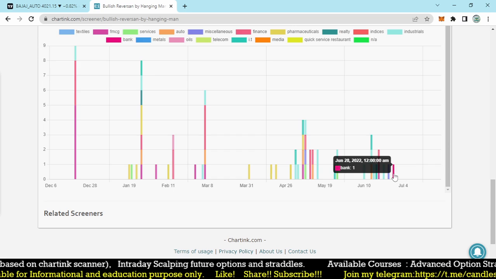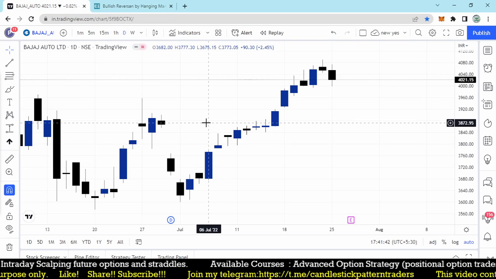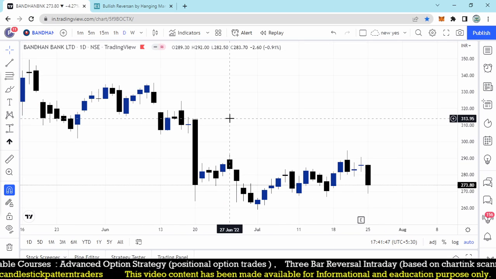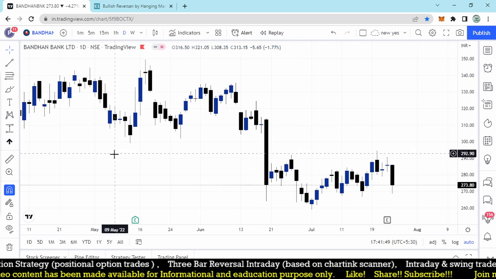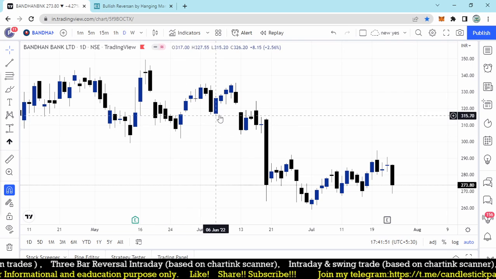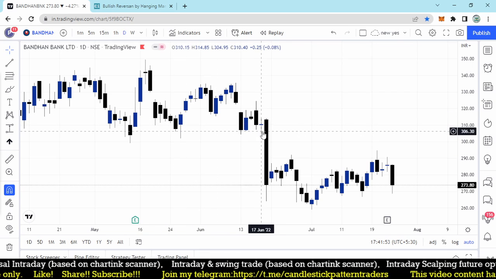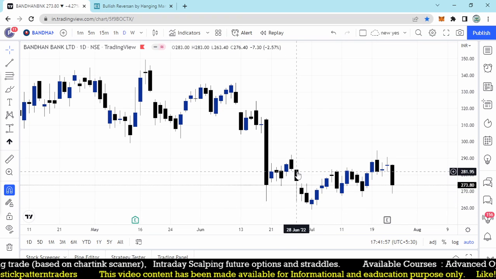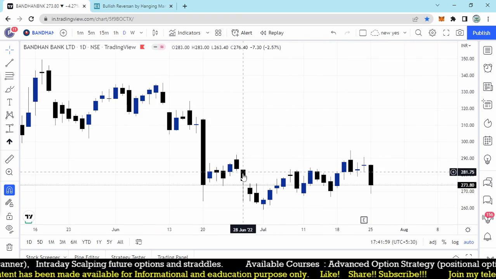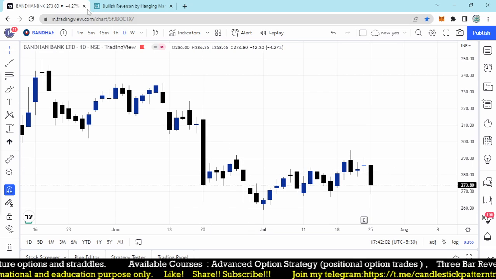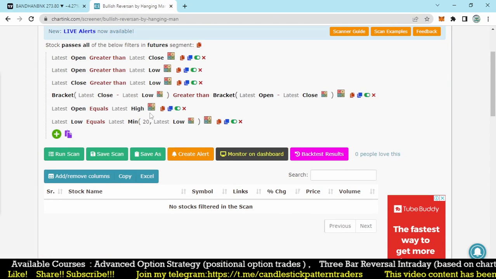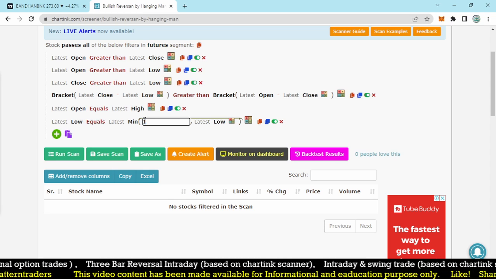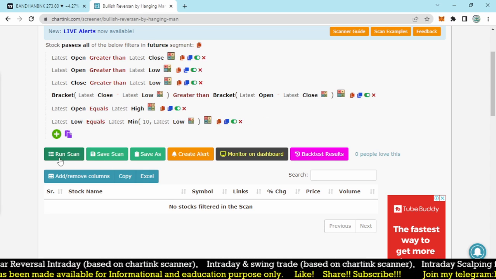On 28th June is the last one, Bandhan Bank. Not recently we got it, so it's 28th June. Here is the 28th June. We didn't get any opportunity, so we can hide this. We can get a lot of stocks, and you can focus if the stock is trading for 10 days. Let me try it out.